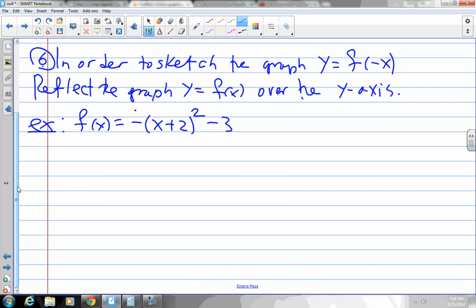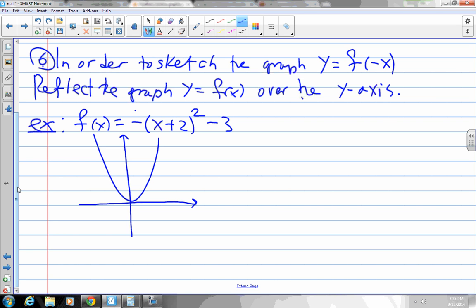So what is our parent function here? What are we messing with? Probably x squared, right? Because of the square, we're going to be messing with the shape of the x squared. This is our starting point. This is the graph that is known. And then we'll apply all the transformations to it.